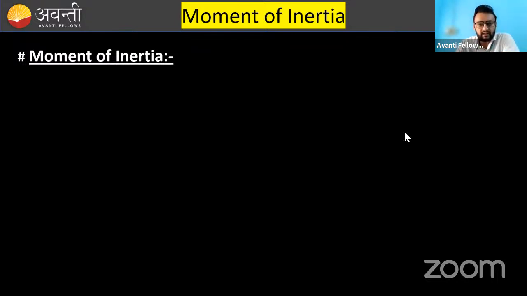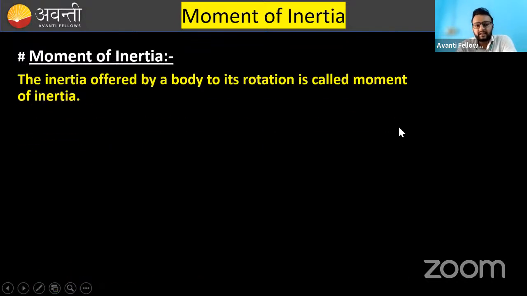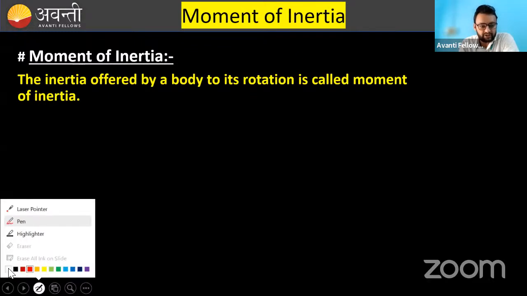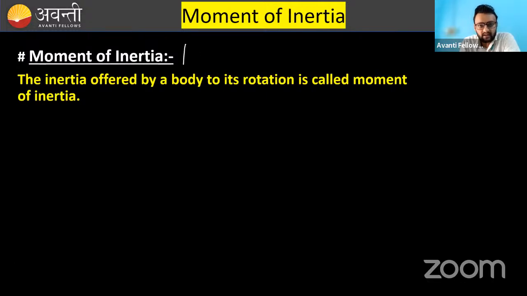So what is defined here about moment of inertia? The inertia offered by a body to its rotation is called moment of inertia. This is a very simple term. It is also known as rotational inertia. Now, how do we calculate this moment of inertia? On which factor does it depend? We will discuss these things.